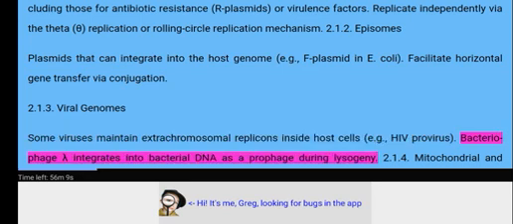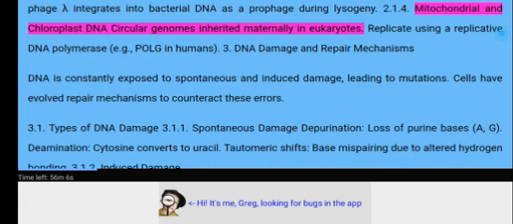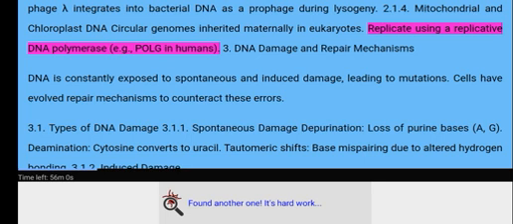Bacteriophage lambda integrates into bacterial DNA as a prophage during lysogeny. 2.1.4. Mitochondrial and chloroplast DNA. Circular genomes inherited maternally in eukaryotes. Replicate using a replicative DNA polymerase, e.g., POLG in humans.